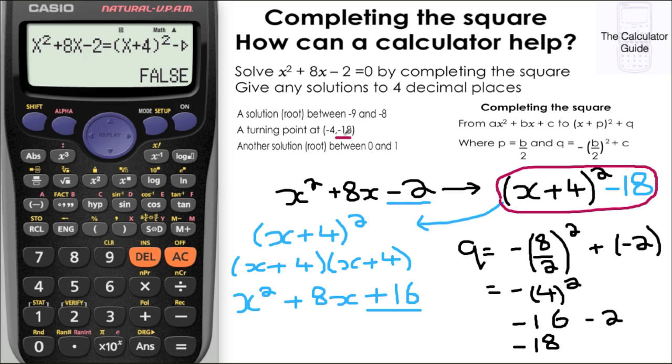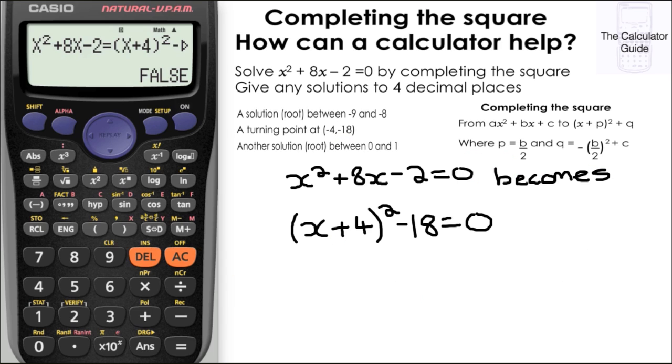Now if I compare this to the information I had from the calculator about the turning point, I can notice that minus 18 matches the y value of the turning point, minus 18. And if I input the x value, minus 4, into the square brackets, minus 4 plus 4 equals 0. We're going to solve this particular equation now. So x squared plus 8x minus 2 equals 0, which is what we originally had, becomes (x plus 4) in square brackets squared minus 18 equals 0.